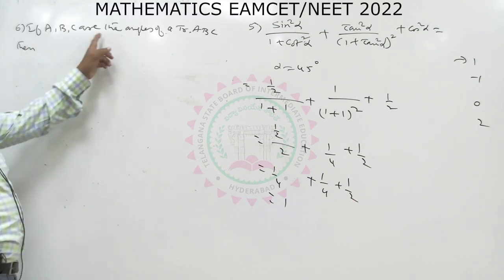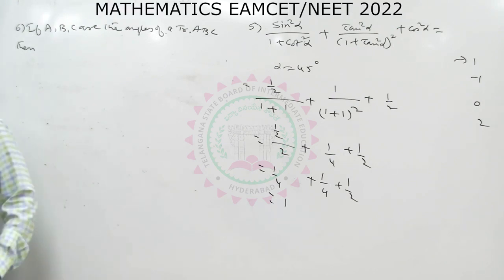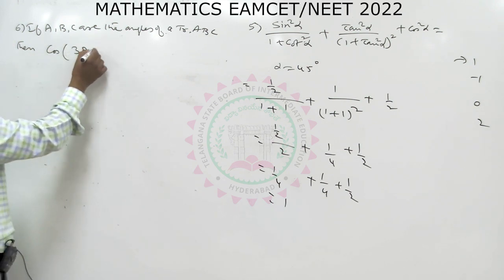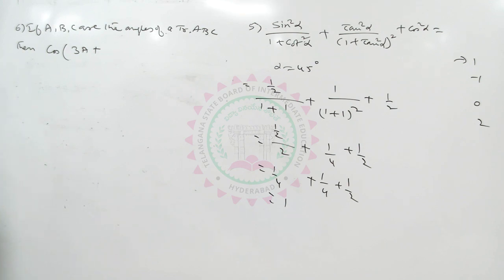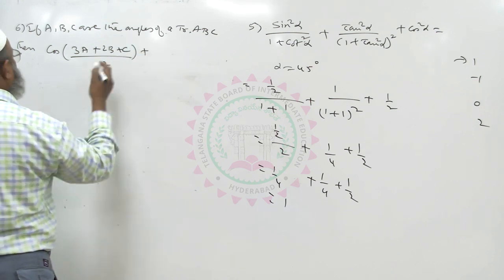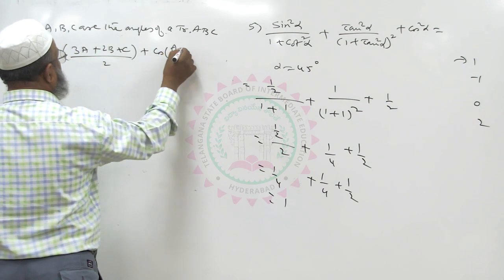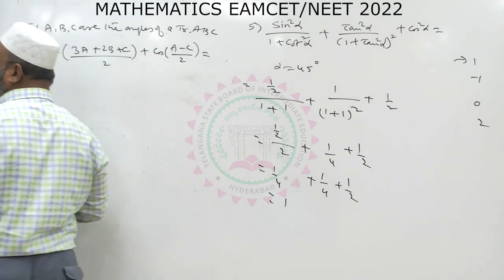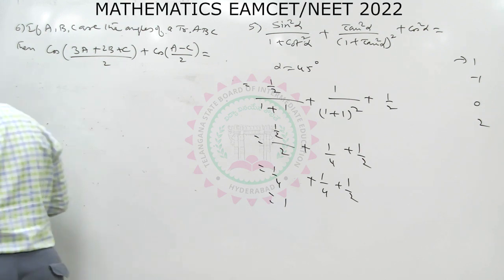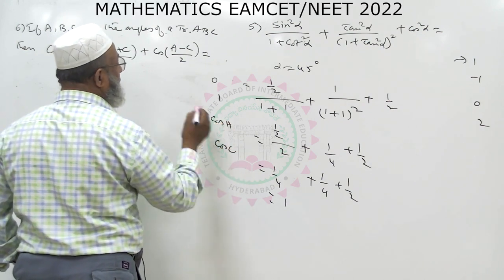If A, B, C are the angles of a triangle ABC, then cos of (3A plus 2B plus C) by 2 plus cos of (A minus C) by 2 is equal to: 0, 1, cos A, cos B.